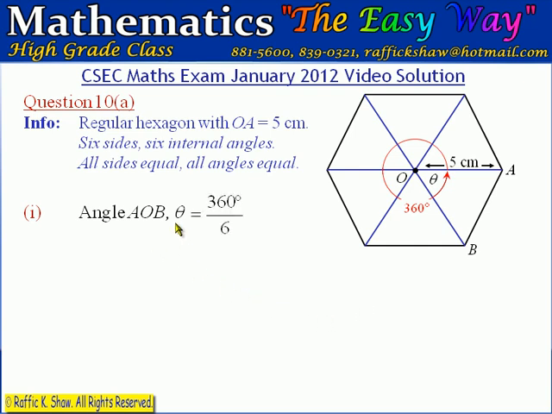And there it is. The angle theta is 360 degrees divided by 6, because there are 6 equal angles in that circle, and each of those angles therefore would be 60 degrees. And that's the answer for part 1.